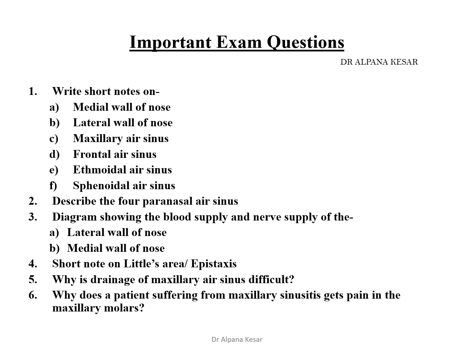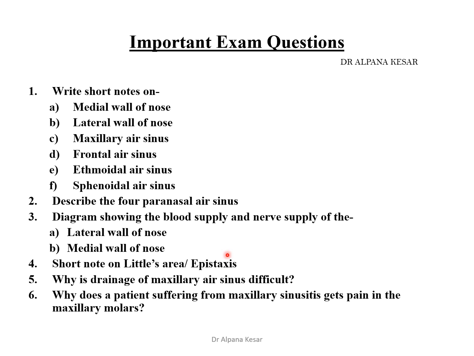Some of the important exam questions that are asked from the chapters nasal cavity and the paranasal air sinus include short notes on medial wall of the nose, the lateral wall of the nose, maxillary air sinus, frontal air sinus, ethmoidal air sinus, and sphenoidal air sinus. Students may be asked to describe the four paranasal air sinuses as a major question.